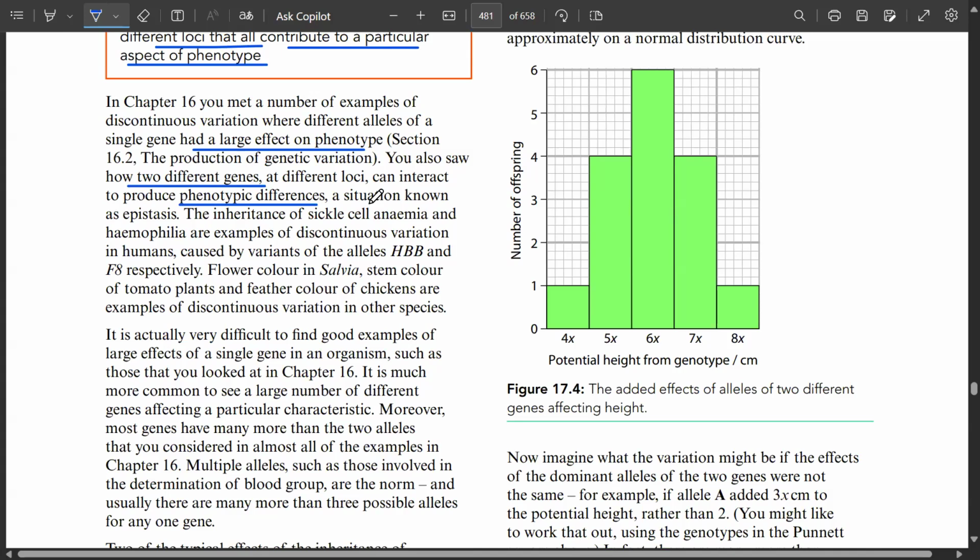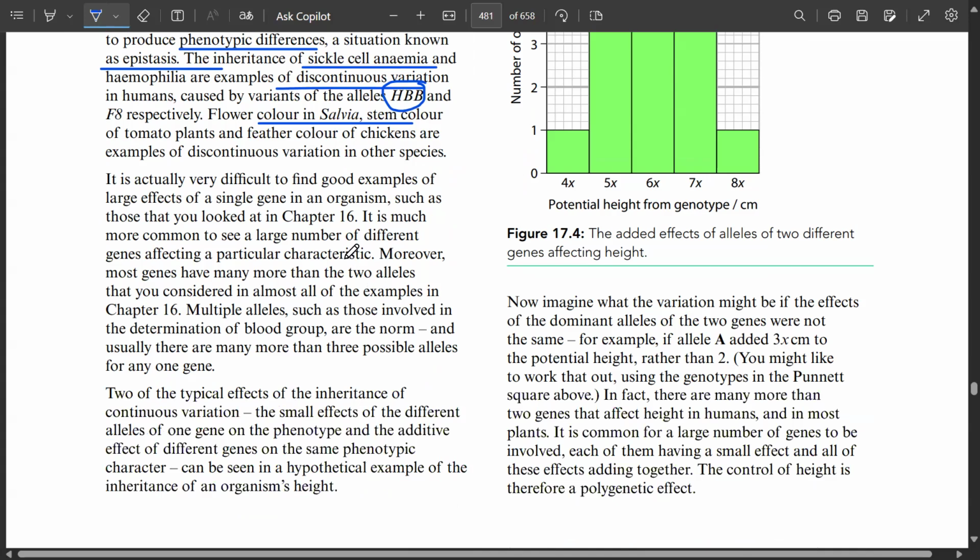बात कलर की हो रही, साथ फर साइज भी आ गया. A situation known as epistasis. The inheritance of sickle cell anemia and hemophilia are also examples of discontinuous variation in humans caused by the variation in alleles of HBB. इसी तरह flower color in salvia is also an example of discontinuous variation in other species. It is actually very difficult to find good examples of large effects of a single gene in an organism, such as in your chapter 16, there were some.